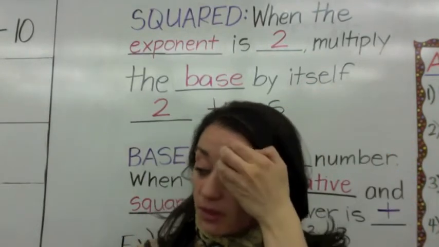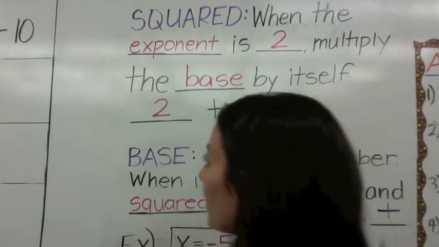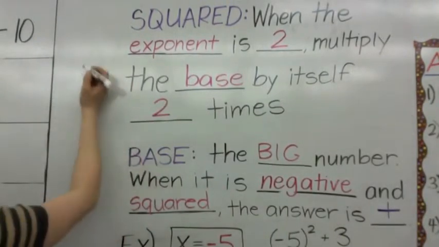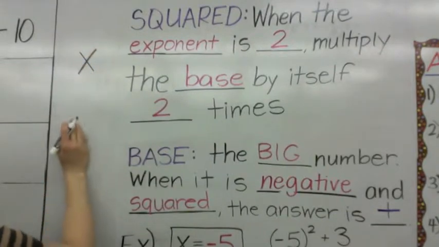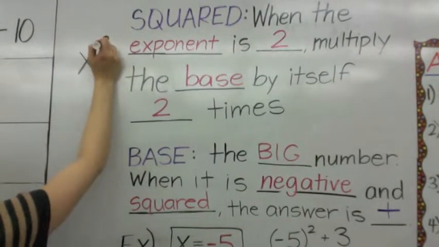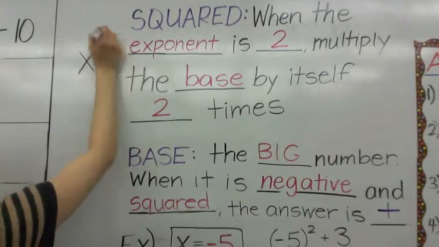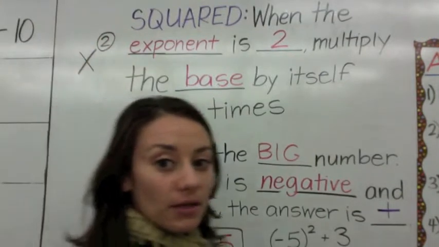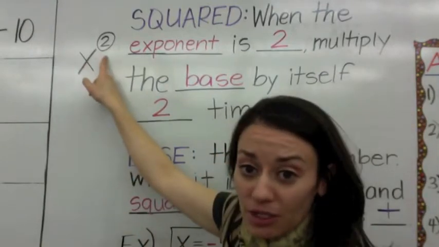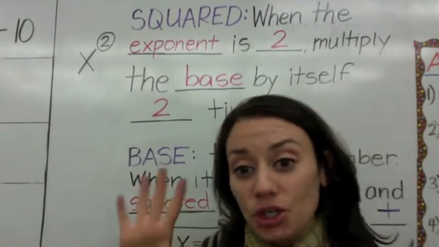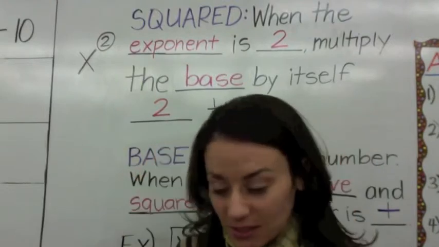Okay, so we're working with squares. We're working with what? Squares. And this is a base, and the exponent is 2. We call this exponent a square. We call it a what? A square. And it doesn't mean that you're multiplying the base by 2. It means that there is 2 of the base.